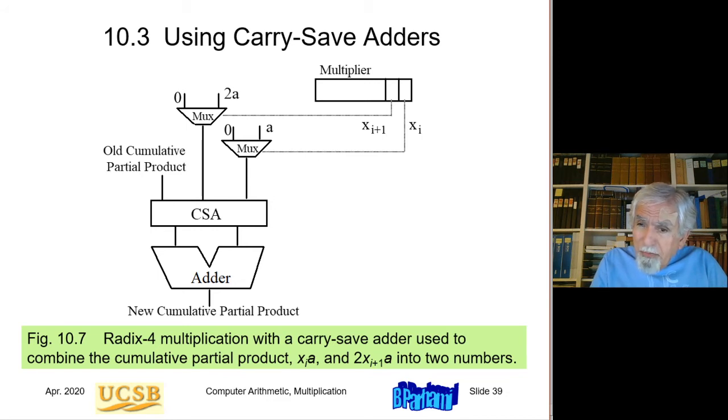Can we do anything about this adder? Because the bulk of the cycle latency in a multiplier is this adder, because it involves carry propagation. Even if this is a fast adder, it still requires logarithmic time, whereas this is a constant time circuit, and the multiplexer is a constant time circuit.